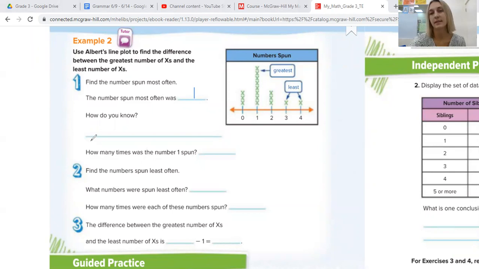How do you know this? Now, of course, you could count all of them and see that this had the biggest number, but you can also just use your eyes and look. You know that number 1 was spun the most often because the kind of chain of x's is the tallest.